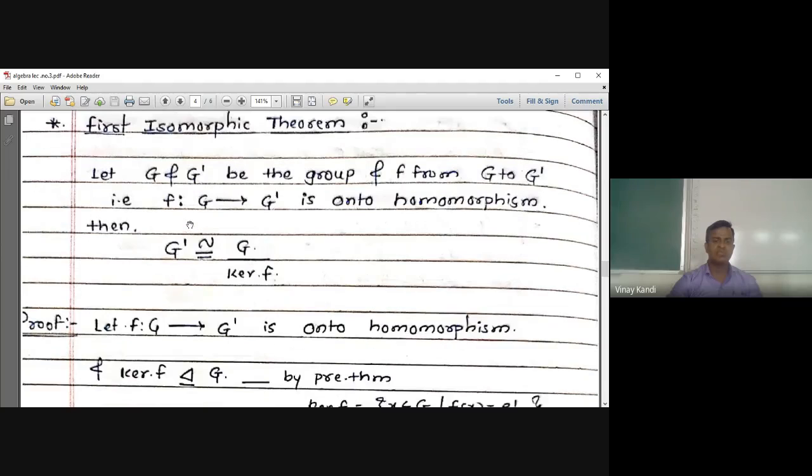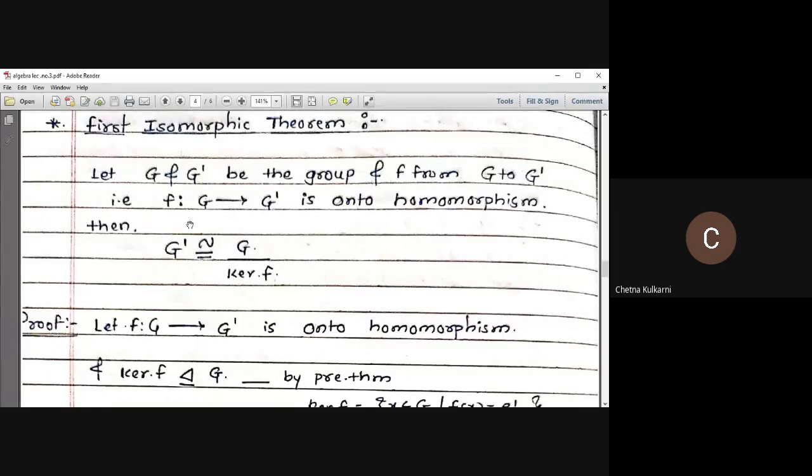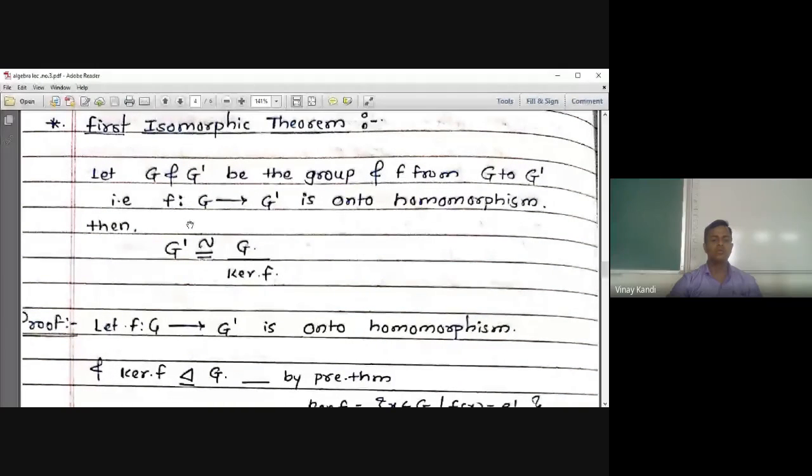What is the definition of isomorphism? One-one, onto, homomorphism. Good, very good. The function must be one-one, also onto, and also a homomorphism. So we have to prove one-one, onto, and homomorphism.